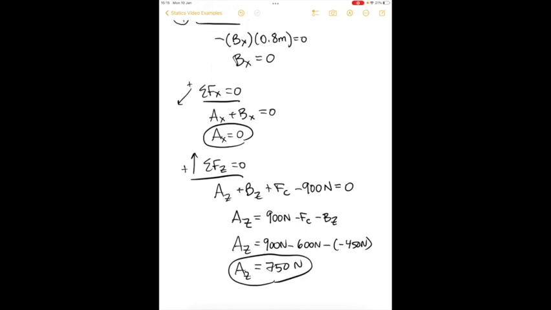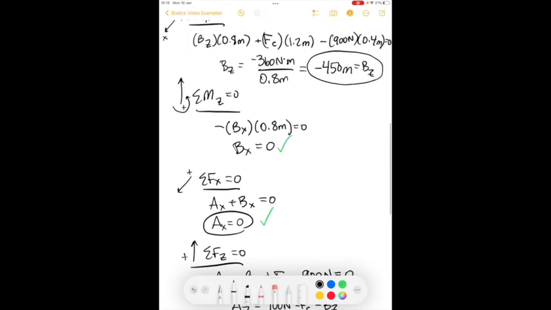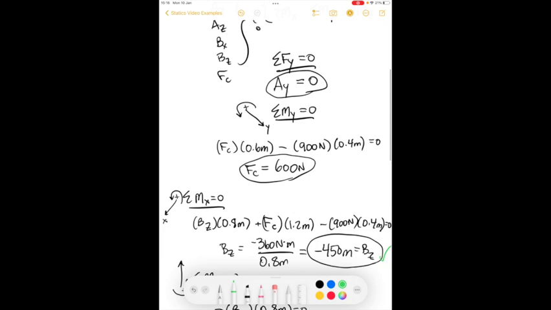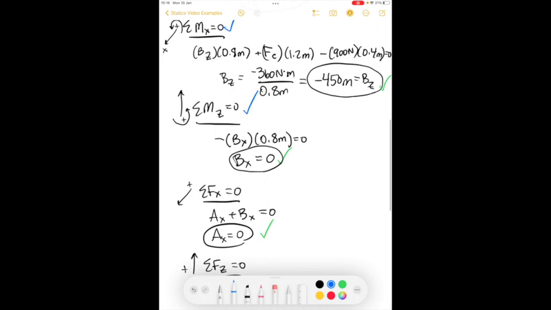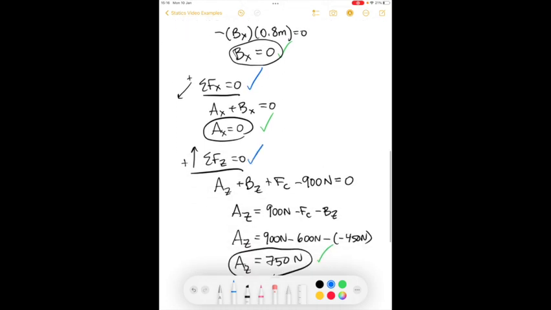We solved for 1, 2, 3, 4, 5, and 6 unknowns using our 6 equations.